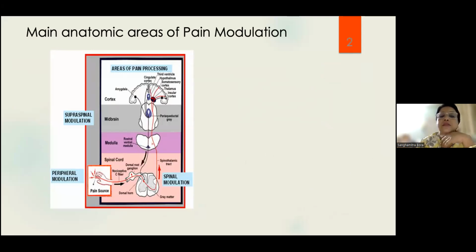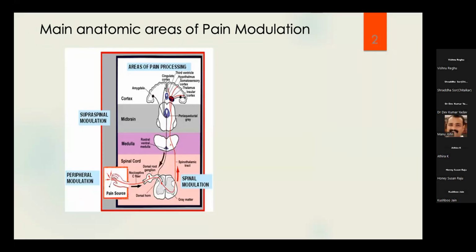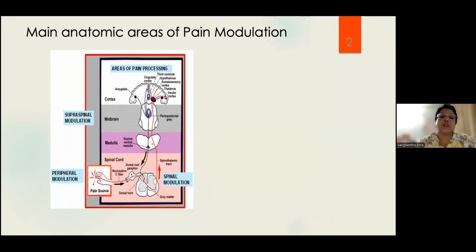I feel that we need to revisit the main anatomic areas of pain modulation so that once we start fresh from the basic things, we'll be able to relate more to what we are going to learn today. These are the main anatomic areas. As you can see, there is a peripheral modulation where you can see a small hand on the left hand side which has got a pain source, and then there is a spinal modulation leading to processing of the pain stimulus in the areas of pain processing in the cortex, and then there is a supraspinal modulation where the processed pain signals come down to the peripheral modulation source.